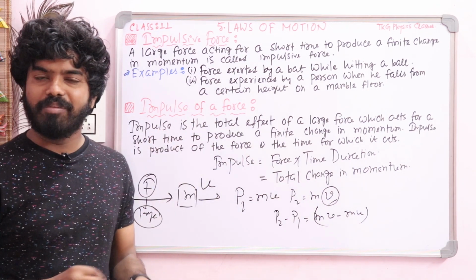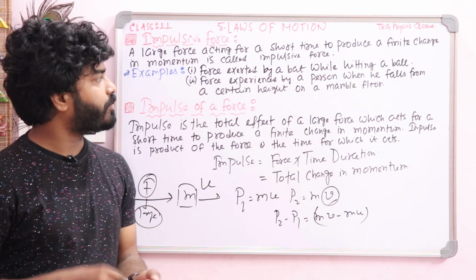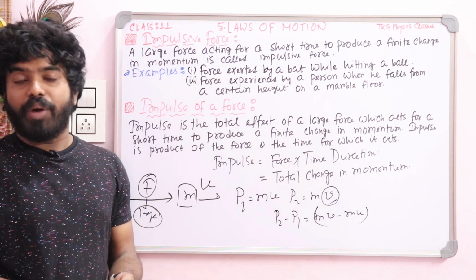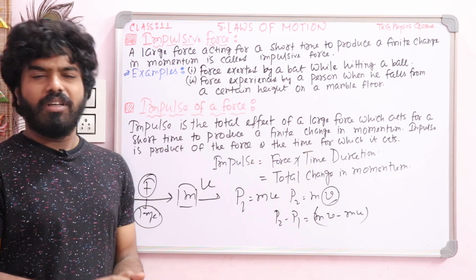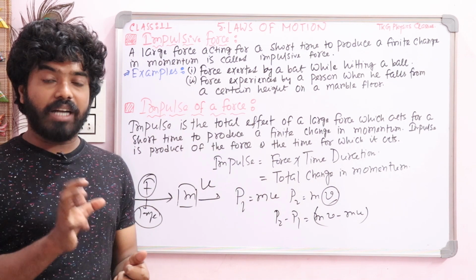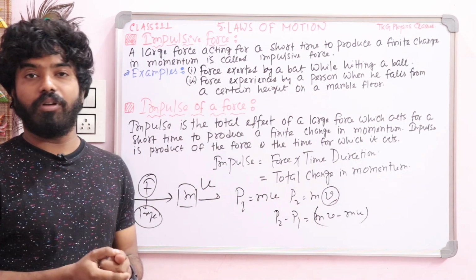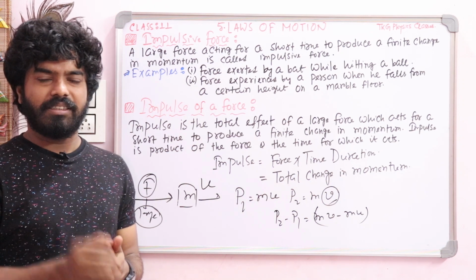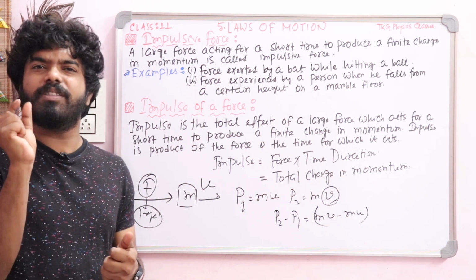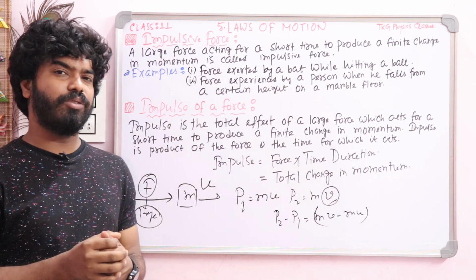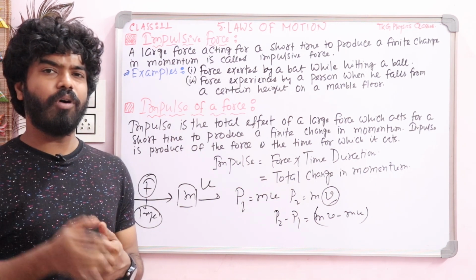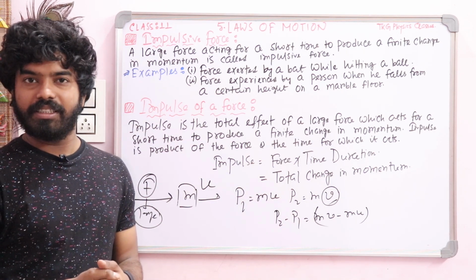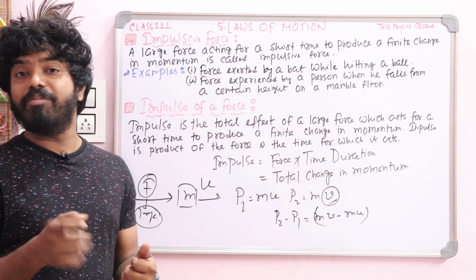Now, what is an example of impulsive force? All of you know, the force exerted by a bat while hitting a ball. When a cricketer hits a ball, just imagine the large amount of force applied on that ball. But the time of impact is very small. The time interval is very small. But a large amount of force is applied on that ball, and the ball goes outside of the boundary. So this is an example of impulsive force.